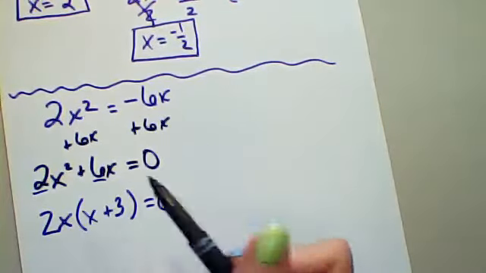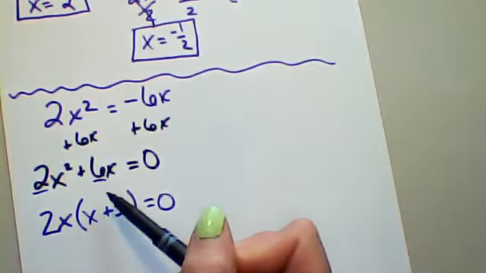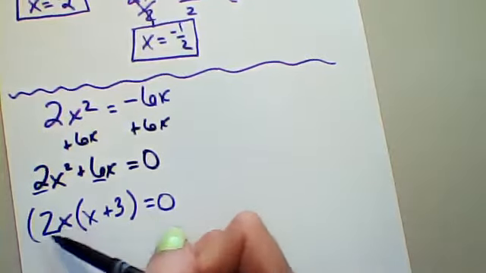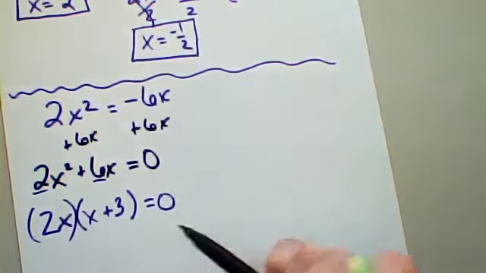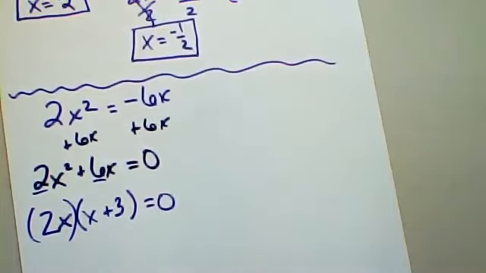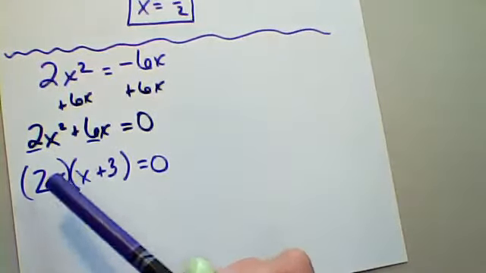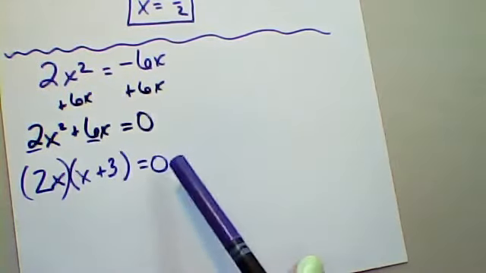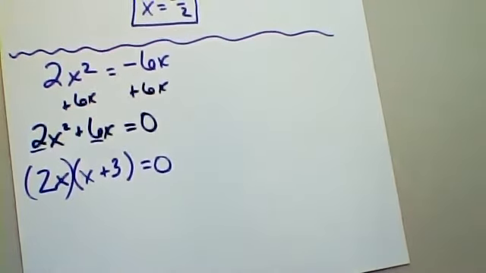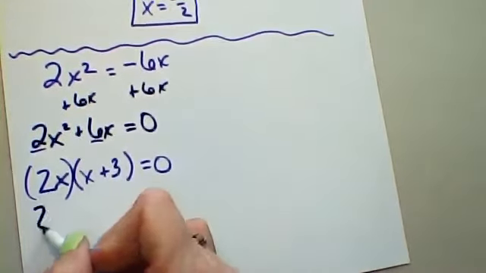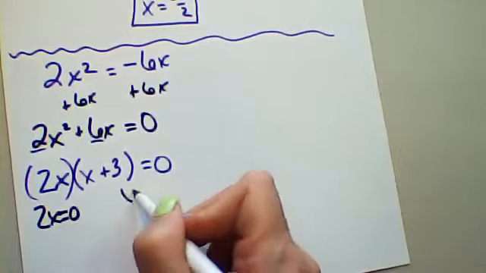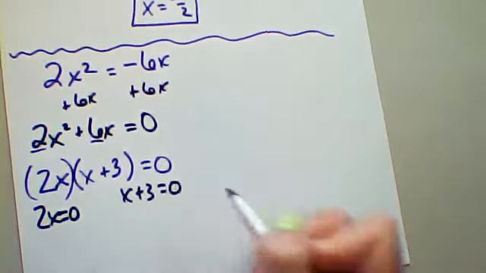Okay, so now I know either this stuff has to equal 0 or this stuff, because they're being multiplied together. You can draw those around if you want to make it look like more of the problems that we did on the worksheet. So either this group has to equal 0, or this binomial has to equal 0. Okay, so we set those equal to 0. So I've got 2x equals 0, or x plus 3 equals 0.